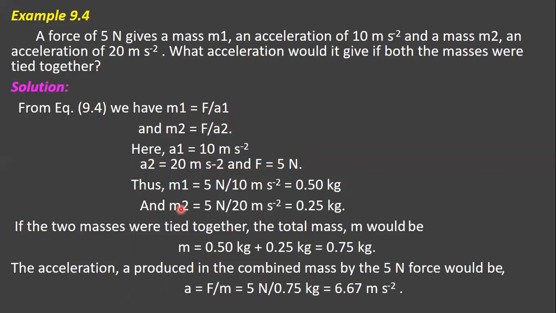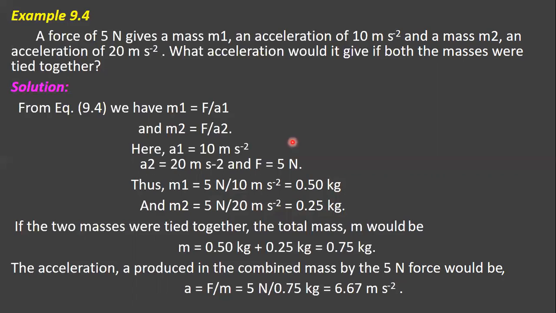Thus m1 equals 5 Newton by 10 meter per second square. Substitute the values here, children. m1 equals F is 5 Newton by a1 is 10 meter per second square. You will get 0.50 kg. And m2 equals, again substitute the values here, children. F is 5 Newton and a2 is 20 meter per second square. By substituting the values of a2 and F, you will get 0.25 kg.